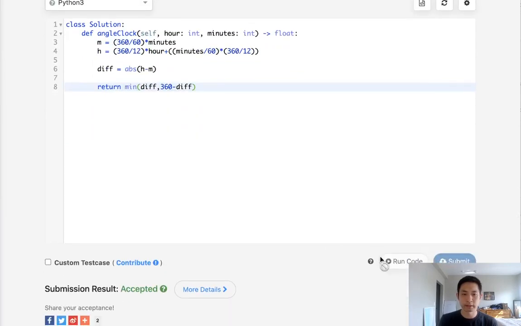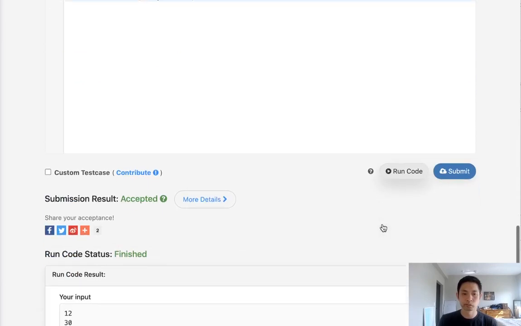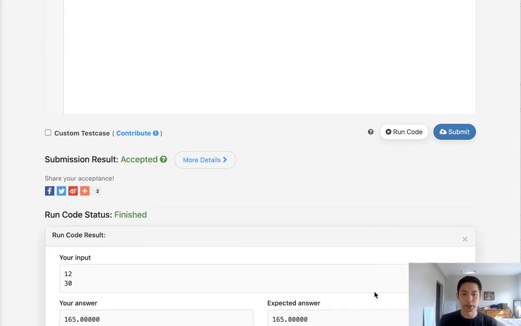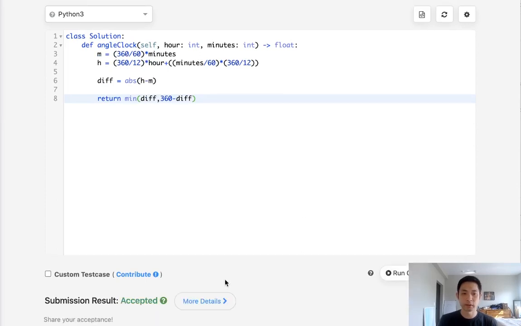Now let's submit that. Let's just make sure this runs. It's hanging. Okay, so it looks like it finished. We got 165 like we expected. And submit that. There, accepted. So there we go. It's not too hard of a problem.